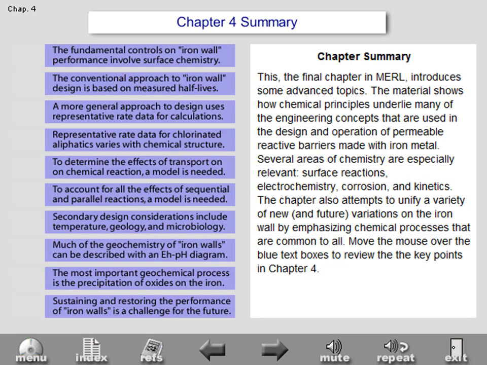This page summarizes the major points presented in Chapter 4, as well as some important links to material presented in other chapters.